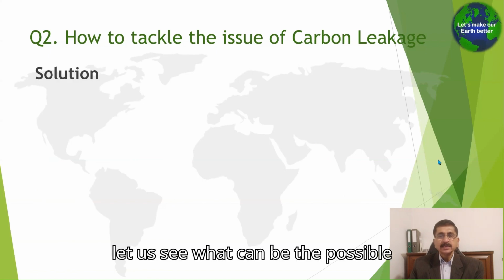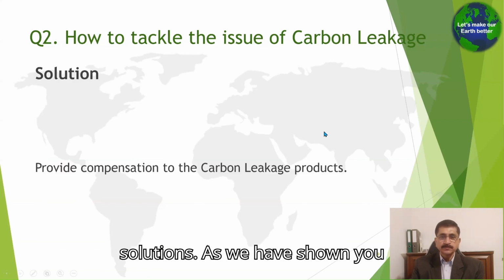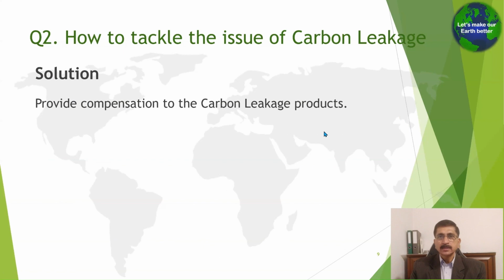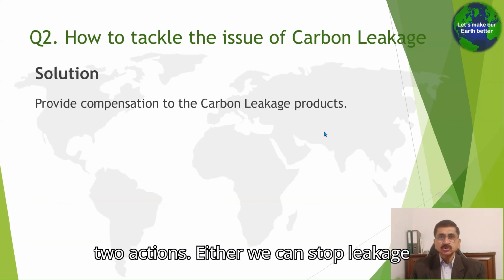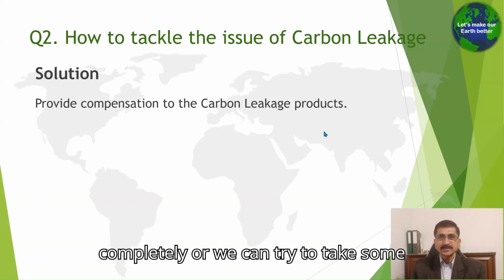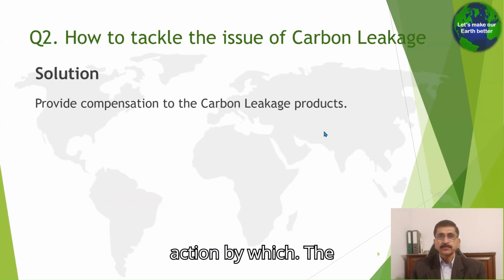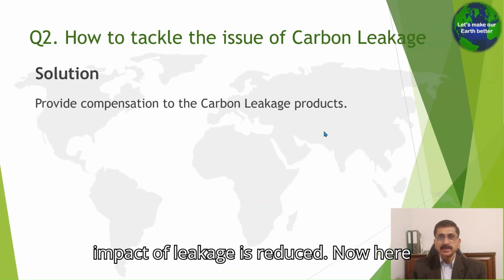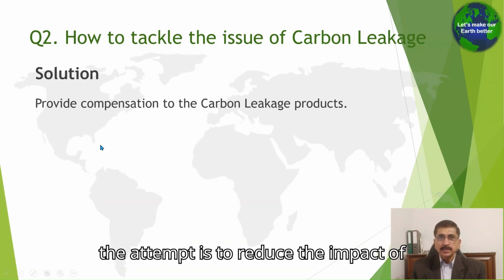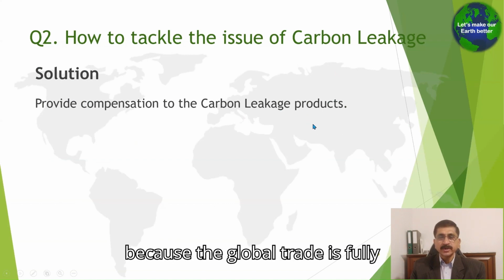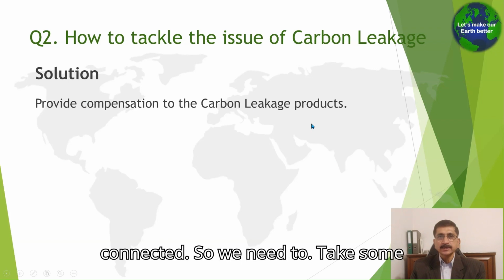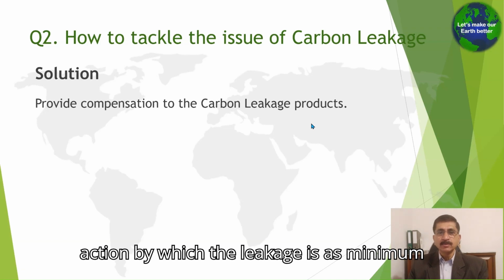And let us see what can be the possible solutions. As we have shown you in the leakage slides, we can take two actions. Either we can stop leakage completely, or we can try to take some action by which the impact of leakage is reduced. Here the attempt is to reduce the impact of the leakage as much as possible, because we cannot completely stop the trade, because the global trade is fully connected. So we need to take some action by which the leakage is as minimum as possible.